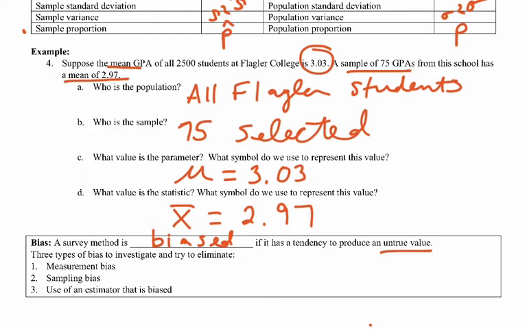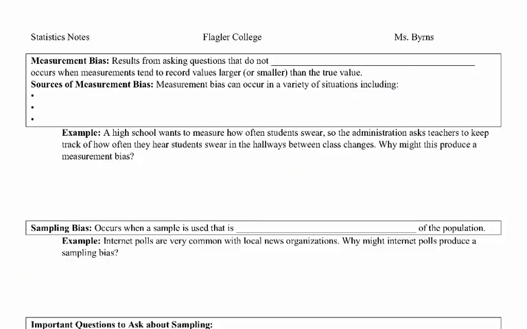One is called a measurement bias. The other is called a sampling bias. The third one we're not going to use quite as often. Using an estimator that is biased, that could be another source of bias. But the first two are the ones that I really want you to focus on and pay attention to. So let's talk about each of those individually.